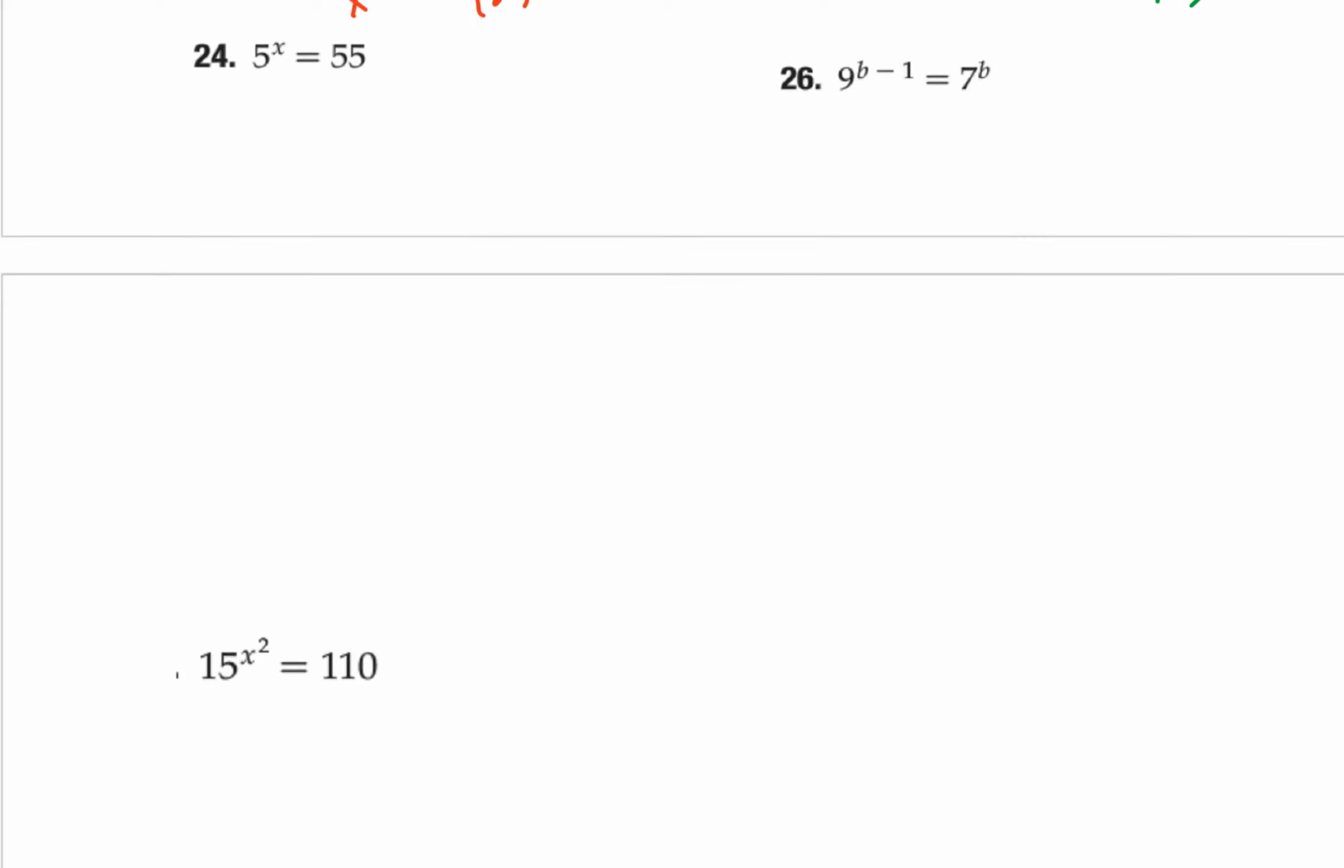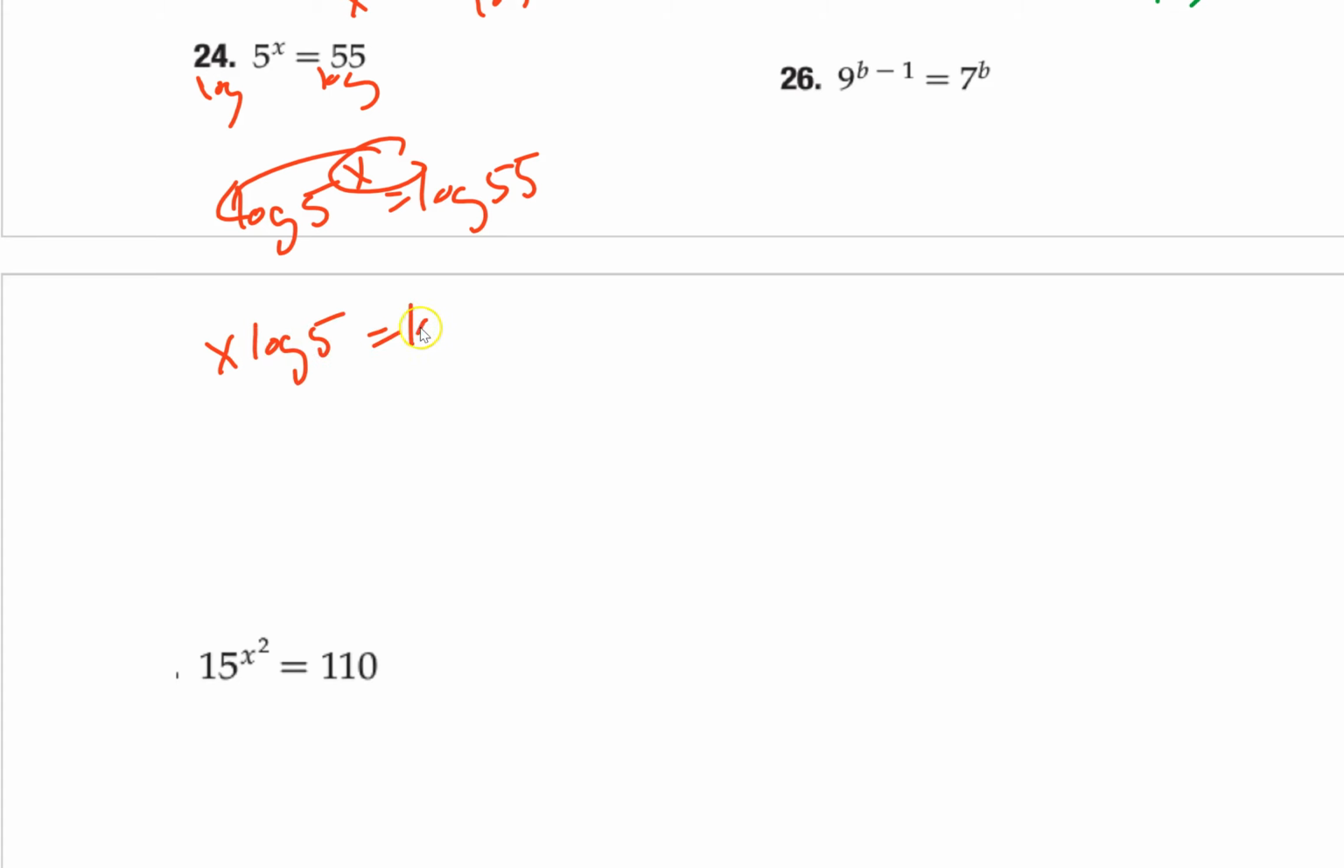If you can't get the bases to match, you just take the log of both sides. You get log 5 to the x equals log of 55. Move the x to the front. Right, and then we want to get the x by itself, so divide by log of 5. You get x equals log 55 over log 5.